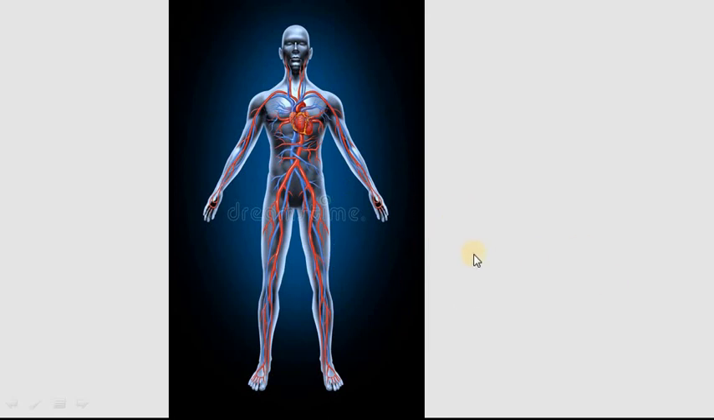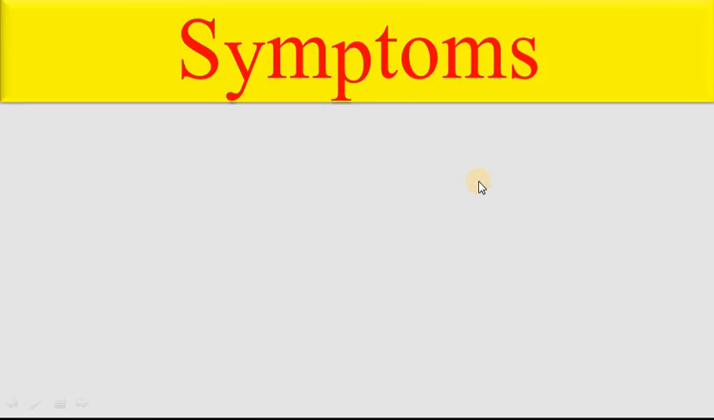And here we see how a blood clot forming here, a thrombus, travels to the heart like an embolus and causes a heart attack in your coronary arteries.